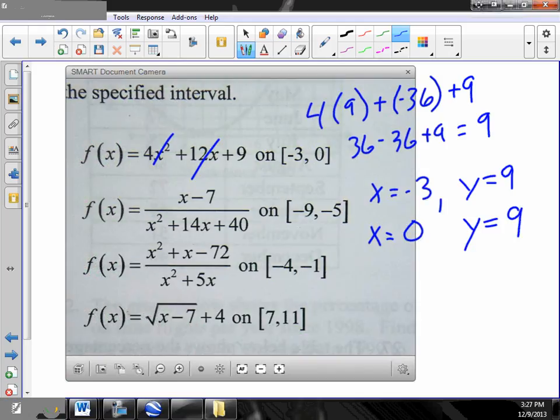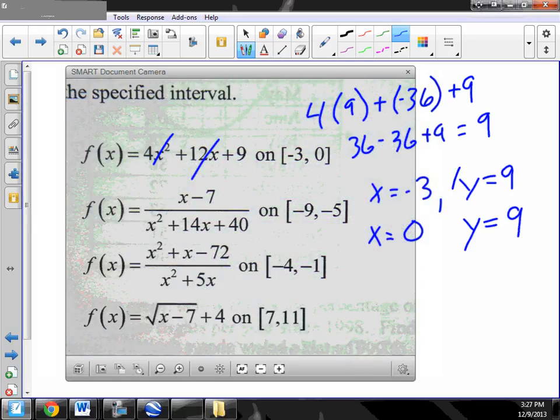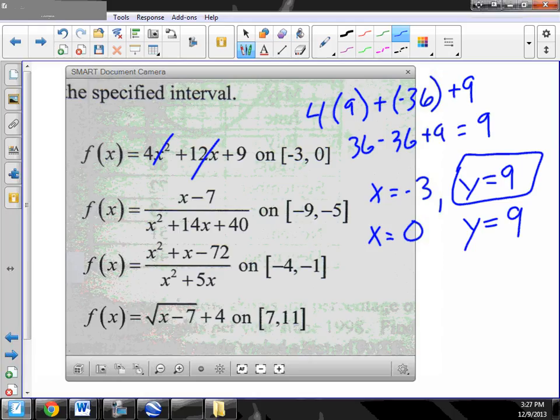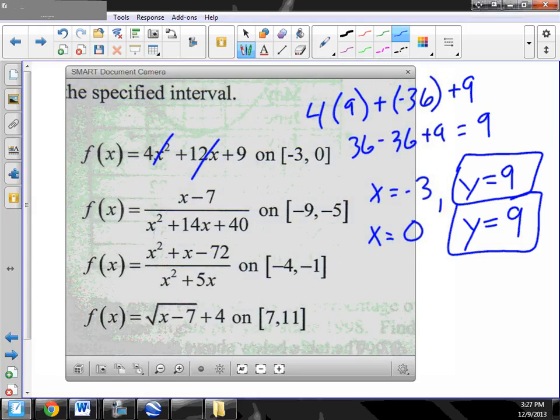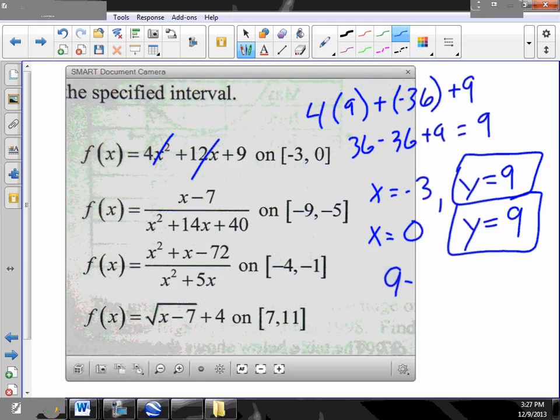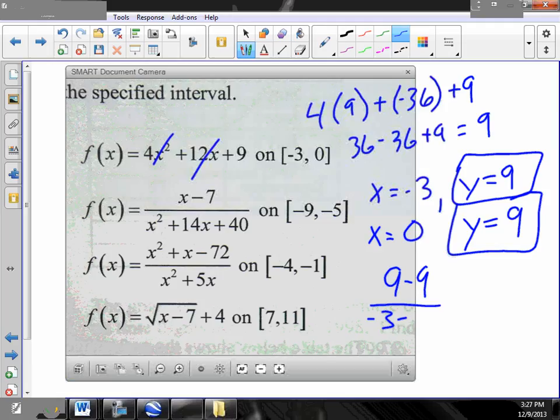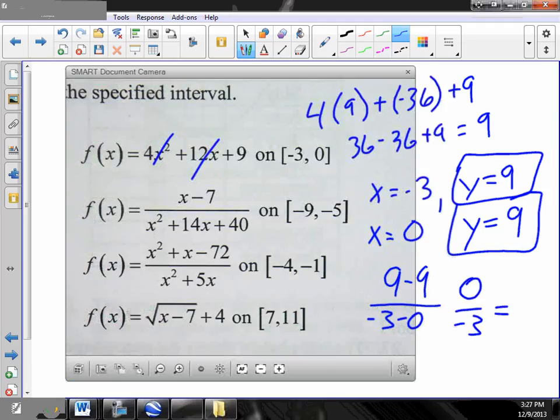Well, this rate of change is a little bit strange. It says at -3 seconds, I was 9 feet from my house. At 0 seconds, I was also 9 feet from my house. So what's my average rate of change? And the answer is 0. If I perform the slope, 9 minus 9 over -3 minus 0 is 0 over -3, which is 0. So as far as the average rate of change is concerned, I didn't move.